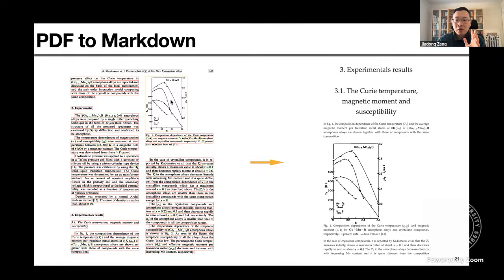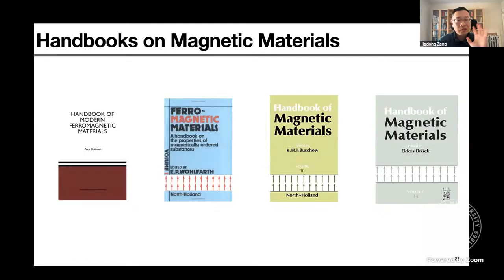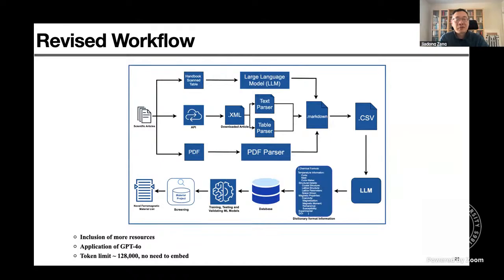So then use this technique. We can even extract the data from handbooks of some magnetic materials. Yeah, we processed a large number of handbooks. So this is our revised workflow, and we can process handbooks and PDFs, and we also use API.